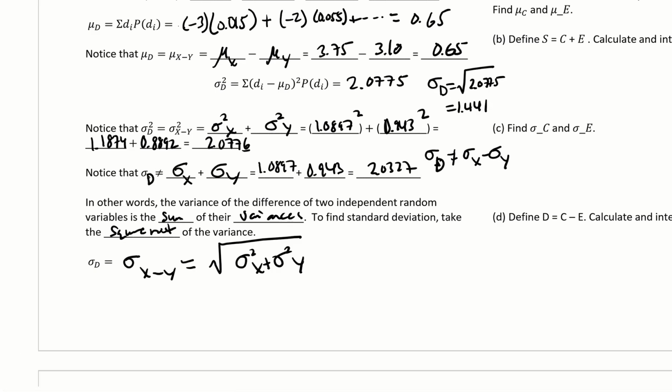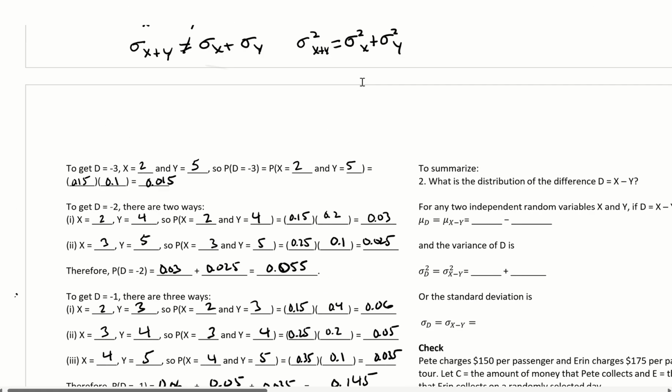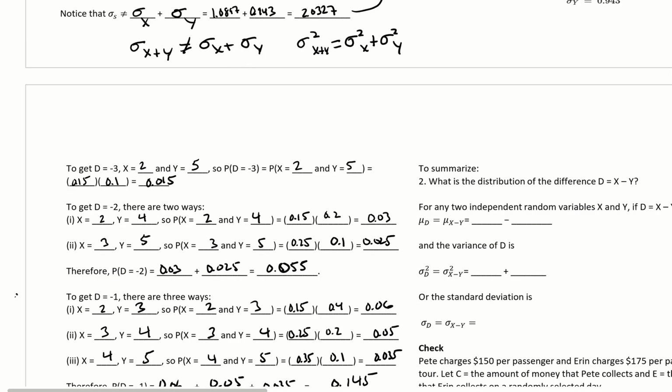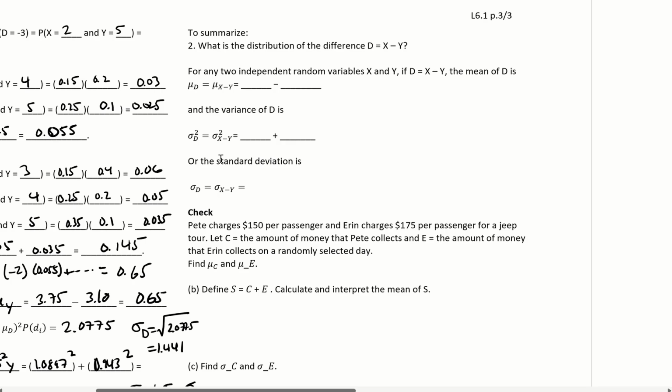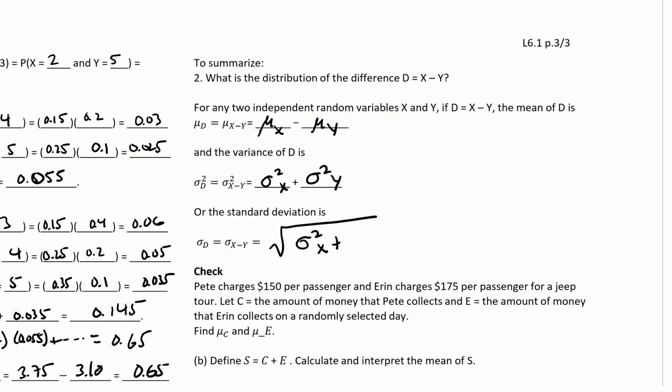Okay? All right. So let's summarize, because there's a lot of information, so we want to make sure we summarize what we have done so far. What's the distribution of d equals x minus y? For any two independent random variables, x and y, if I subtract them, the mean is when I subtract the two means. The variance, I add the two variances. The standard deviation, I take the square root of adding the two variances.